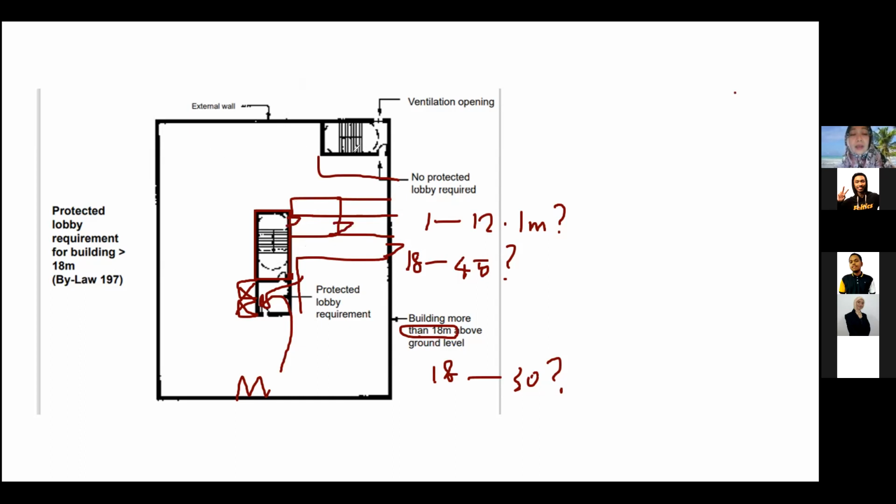Okay, and the protected lobby. Here is your living. Your gallery shall not have any wall. It can be open like this. Okay, this is for building. It's just like your gallery, 0 to 80 meters. No need to provide the wall for protected lobby.